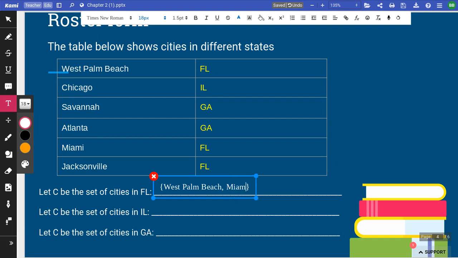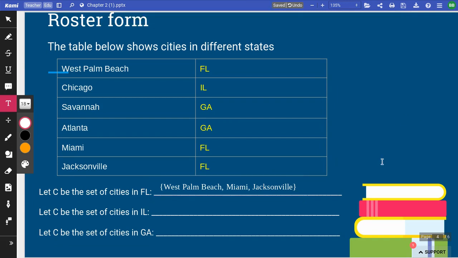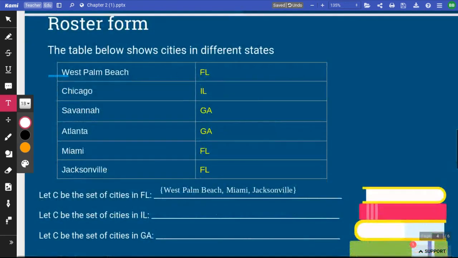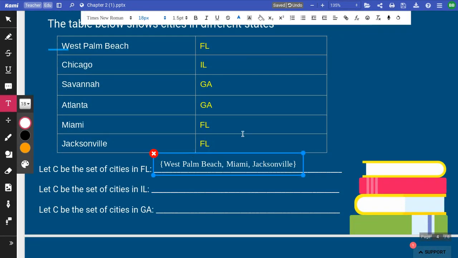Miami and Jacksonville. It does not matter what order you put these in, as long as you have the correct elements in this. Now, one more thing I want to show you here is that it says, let C be the set. So we are missing one thing, C. So we'll have capital C equals {West Palm Beach, Miami, Jacksonville}.